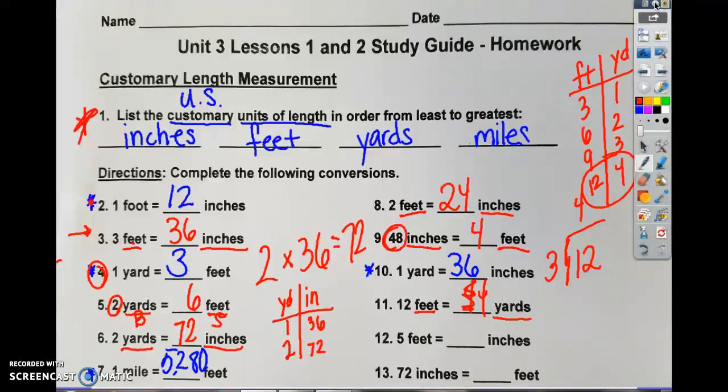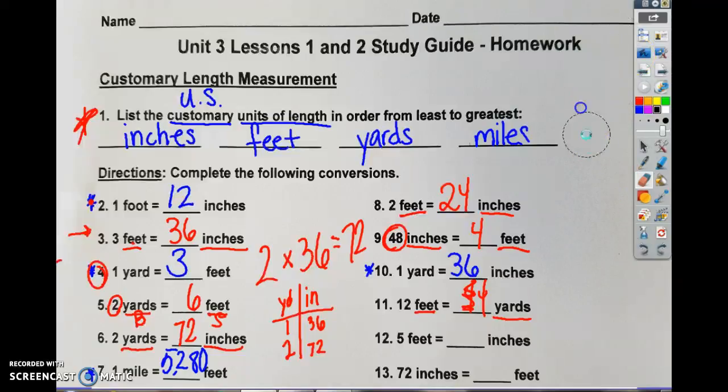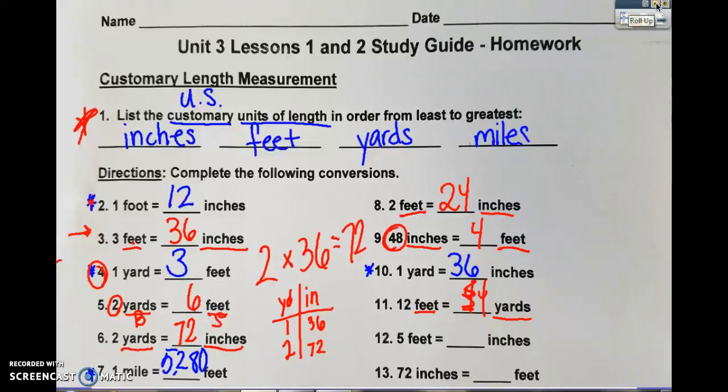Ready? Next one. Here we go. 5 feet equals blank inches. Bigger to smaller. What am I doing? Bigger to smaller. That is what I'm doing, so I need to multiply. Bigger to smaller means I multiply. So 5 times something.